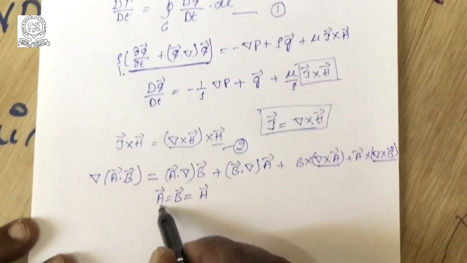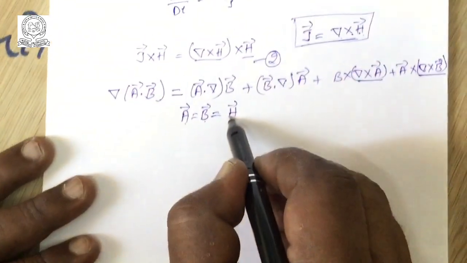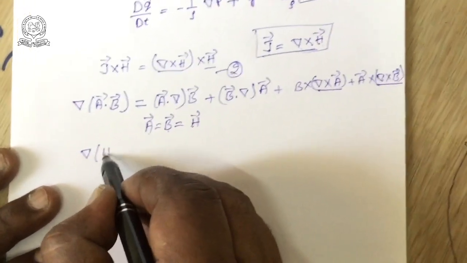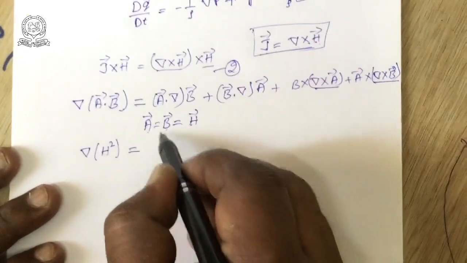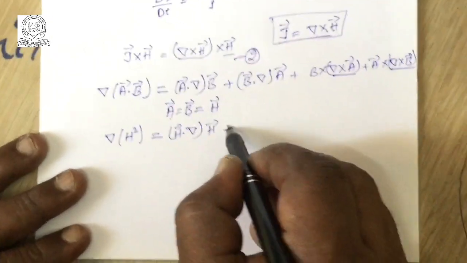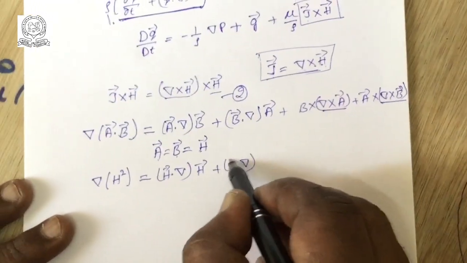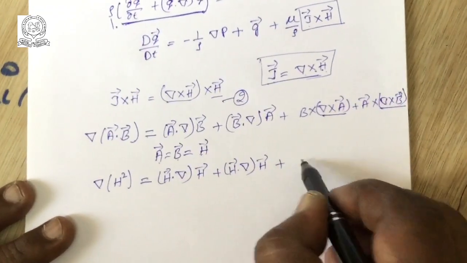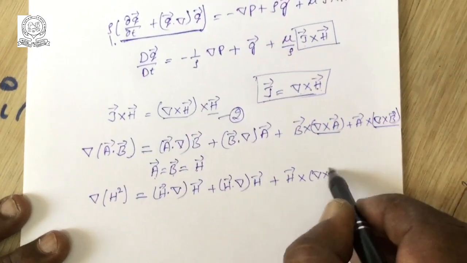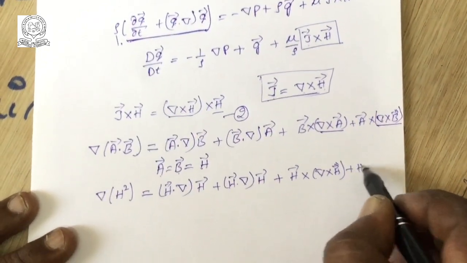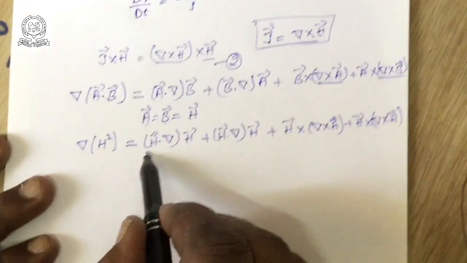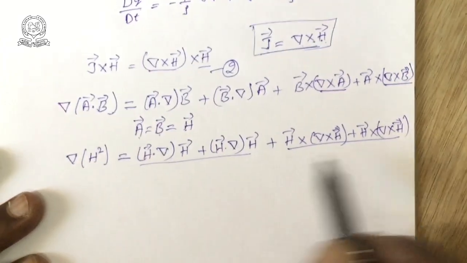If we replace vectors A and B by the magnetic field, then this equation becomes: gradient of H dot H, that is H square, is equal to H dot del of H plus H dot del of H, plus H cross del cross H plus H cross del cross H. Is it right? So this is 2 times, and these two become 2 times.